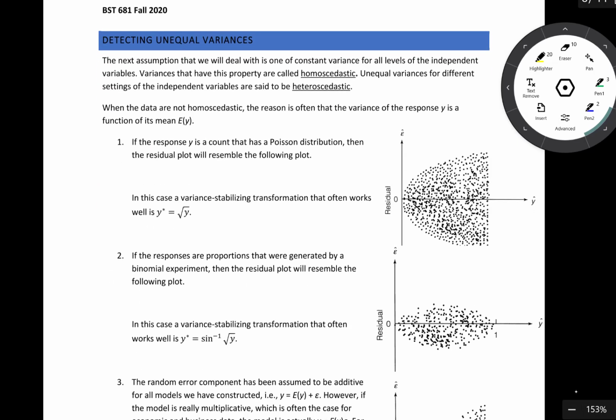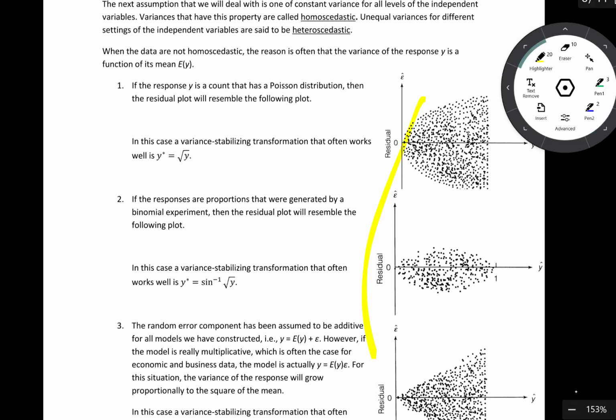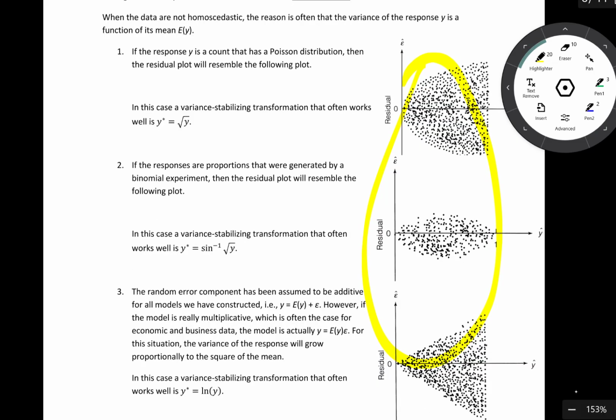One of the other assumptions that we need to deal with is the one of constant variance for all levels of the independent variables. Variances that have this property are called homoscedastic, whereas unequal variances for different settings of the independent variable are said to be heteroscedastic. When the data are not homoscedastic, the reason is often that the variance of the response y is a function of the mean. And so here we have 3 different possibilities to consider, and we have what those plots may potentially look like under those 3 different scenarios. So again, pause the video here for a moment, read through these different scenarios, and see the transformations that may be used.